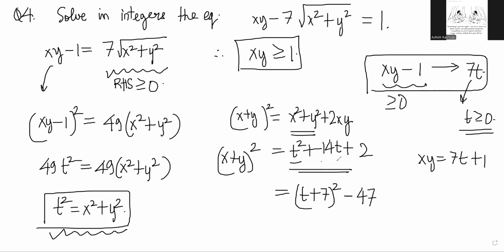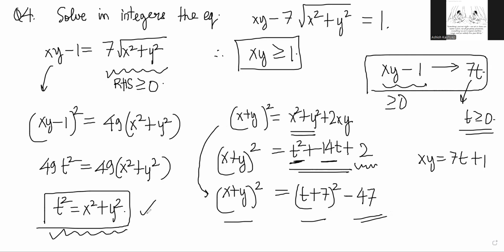Because it is t square plus 14t. I'm completing the square here. I need a plus 49. So I put a plus 49 and do minus 47 because I need to make it equal to plus 2. So I'm getting (x plus y) whole square is equal to (t plus 7) whole square minus 47, right? Why are we doing this?